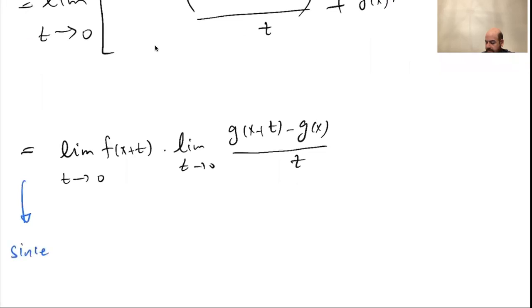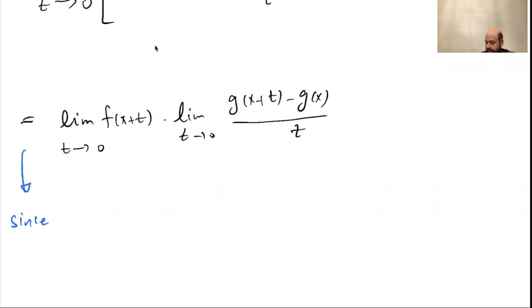Since limit f of x plus t, t approaches 0, is the same as limit... So if I call x plus t some other letter, for example, let's say A or S. Let's call this one S. So then I can call it limit f of S. And S approaches what?